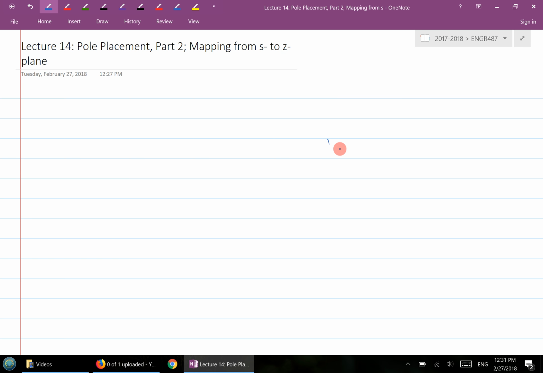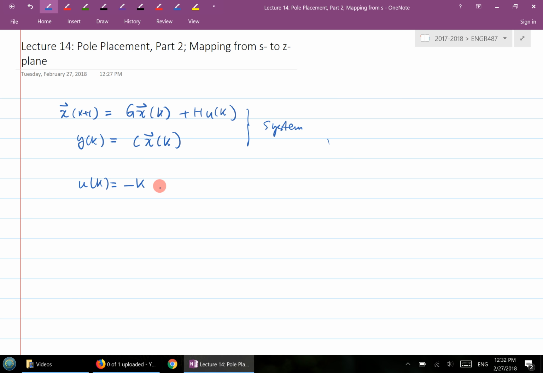Okay, so let's look at the poll placement, and then let's continue on the poll placement. In the previous lecture, I gave you a couple of examples already in terms of how to do poll placement to control the system. So here's a quick summary or bigger picture. This is the original system. You design a negative feedback control system by letting u equal to negative K times x of k.